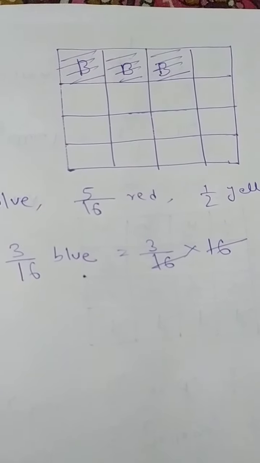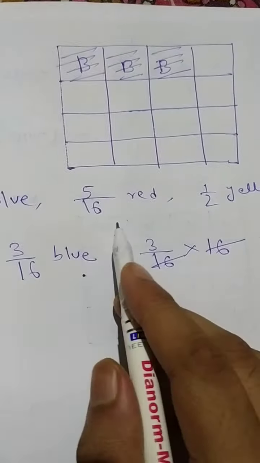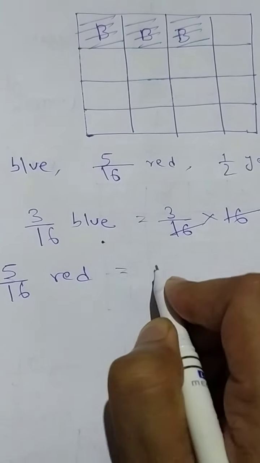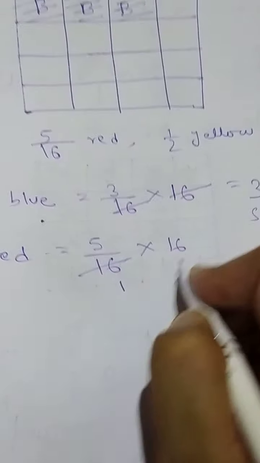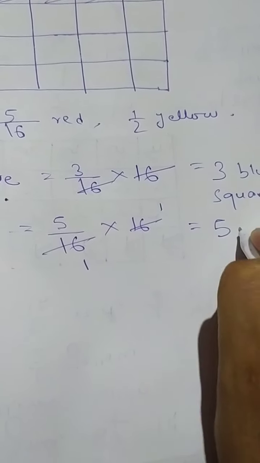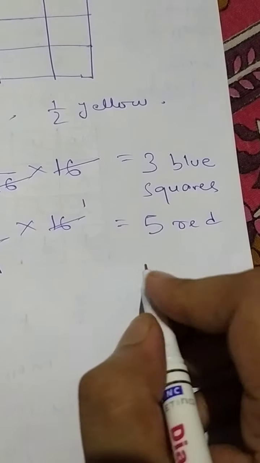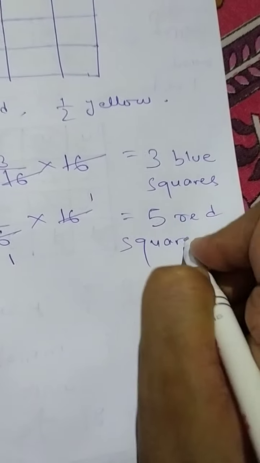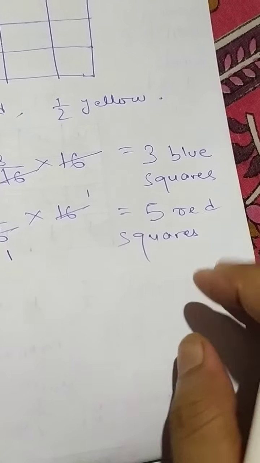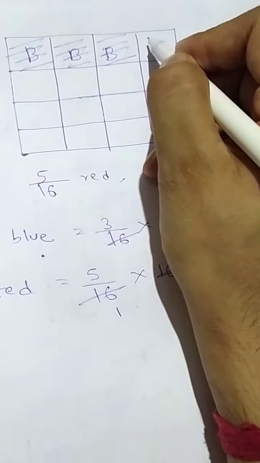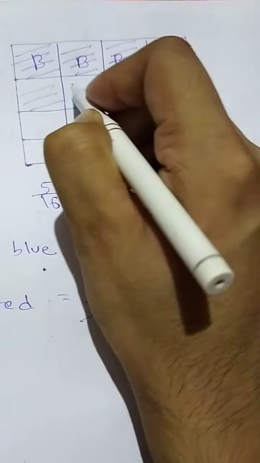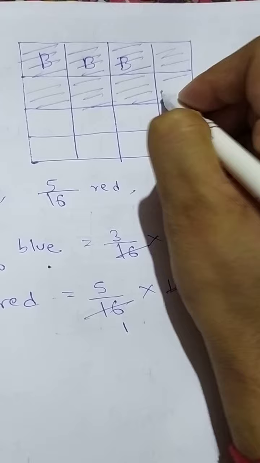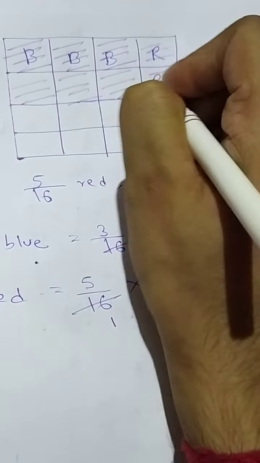Now we have 5 by 16 red. So 5 by 16 red means 5 by 16 into 16. So 16 ones are 16. So 5 red squares. Now 5 red squares. Any 5 you can color. I am coloring from here. 1, 2, 3, 4, 5. Here I am writing R. R for red.